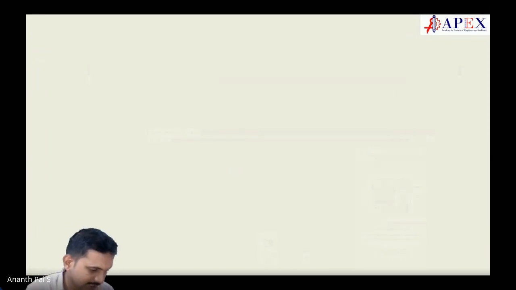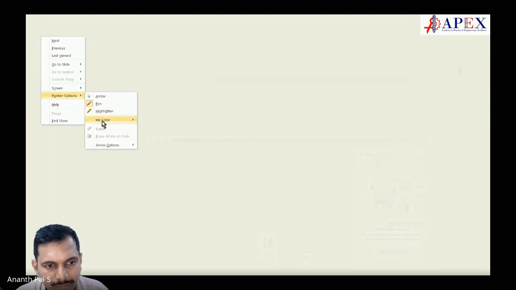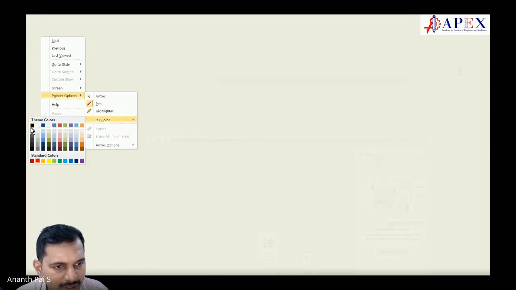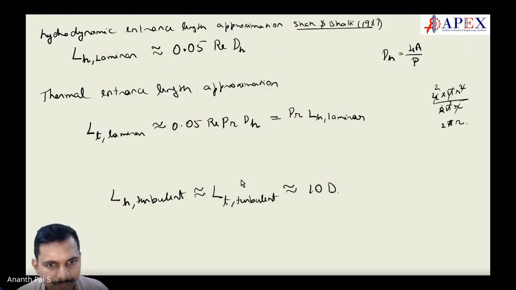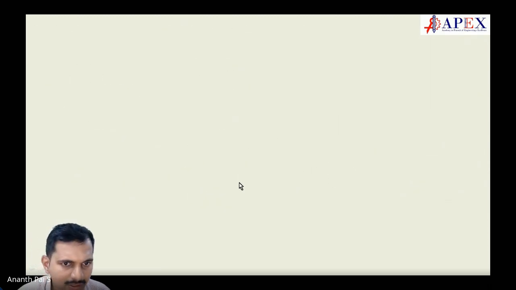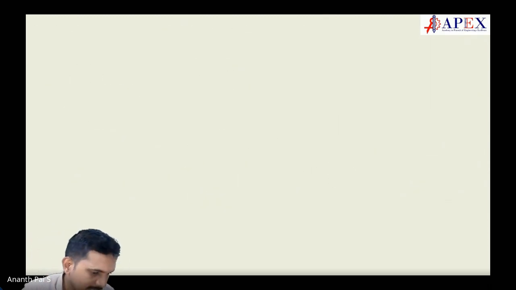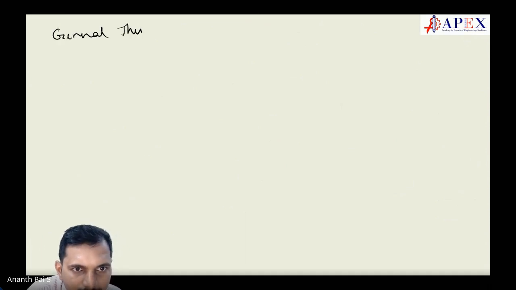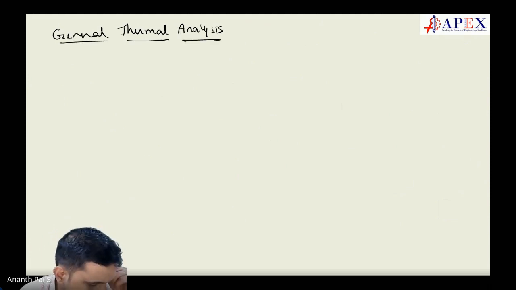Okay, so let us go with general thermal analysis of convection heat transfer. So all these things are done. So let us go with general thermal analysis. General thermal analysis. Let us see.